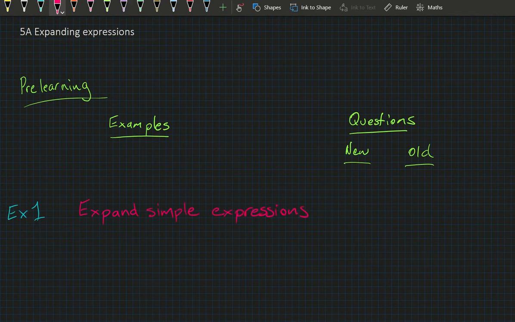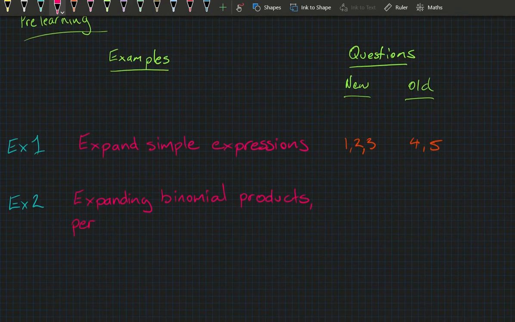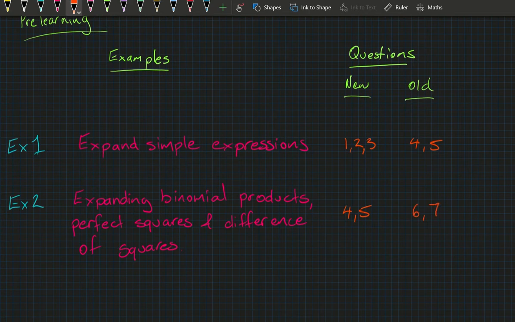And your pre-learning for this example will be questions 1, 2 and 3 in the new book and questions 4 and 5 in the old book. And then we'll do example 2, expanding binomial products, perfect squares and difference of squares. And your pre-learning for this example will be questions 4 and 5 in the new book and questions 6 and 7 in the old book.